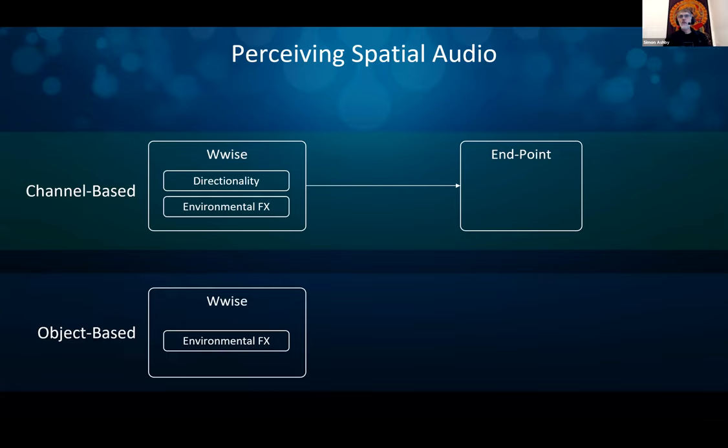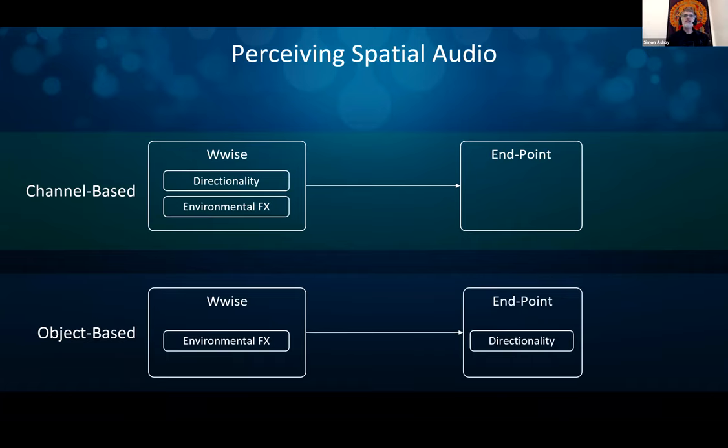So a much better approach to preserve spatialization is actually not to do it in WISE. You still do it in WISE, and when I say WISE, I mean whatever middleware or game engine, so you still print the environmental effect. What you do is send all your 3D objects as audio objects to the endpoint, and you let the endpoint do the directionality encoding.